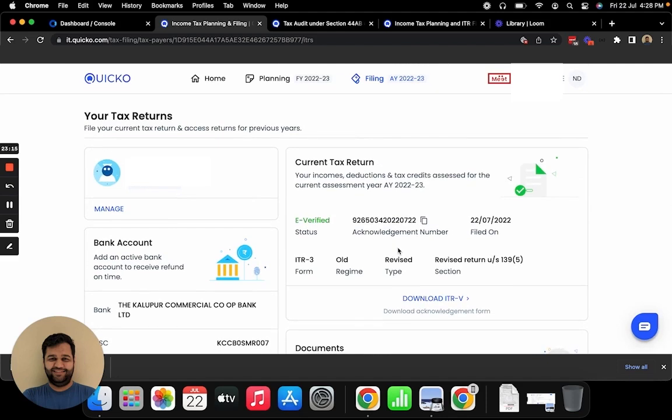So guys, that's how easy it is to file your income tax return. There are only 9 days left. So don't wait till the last moment. A lot of times, there's a lot of rush in the last few days. Also, if you file early, there are chances that your income tax return will get processed faster. So again, my request to you, don't wait till the last moment. Don't procrastinate. File your income tax return as soon as possible. And like I showed you, it's very simple to file your income tax return using Quicko.